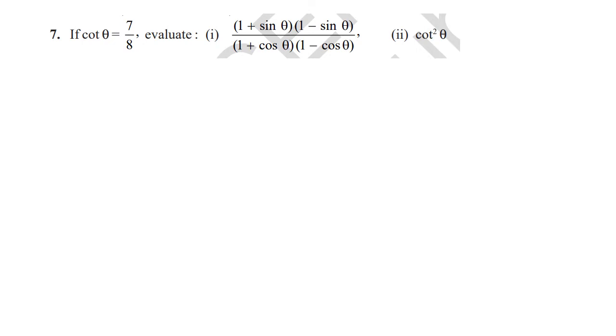Last class I told you, cot theta, when you get 7 by 8, how will you write? 7 is the adjacent and 8 is the opposite. Cot theta is equal to adjacent by opposite. Do you remember? Cot theta is the opposite of tan, so it is adjacent by opposite. Whatever right triangle you are going to draw, if I am taking this angle as theta, then cot theta equal to 7 by 8 means adjacent side is 7. So this is our adjacent side 7. Opposite side is 8.